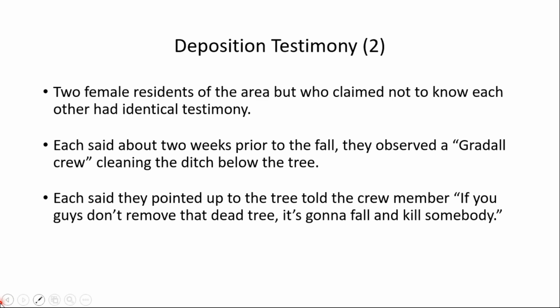And each said they stopped for the guy, and I think the guy they're referring to was probably the flagger. So it's interesting they knew what a grade-all crew was, but they didn't know the name for a flagger. But they said they pointed up to the tree and told the crew member, if you guys don't remove that dead tree, it's going to fall and kill somebody. But remember, the property owner who lived there for almost 3 decades said he never saw so much as a dead limb on the tree. And they're claiming that the tree was dead. So I think a number of people thought that this testimony was a little bit suspicious in terms of its credibility.